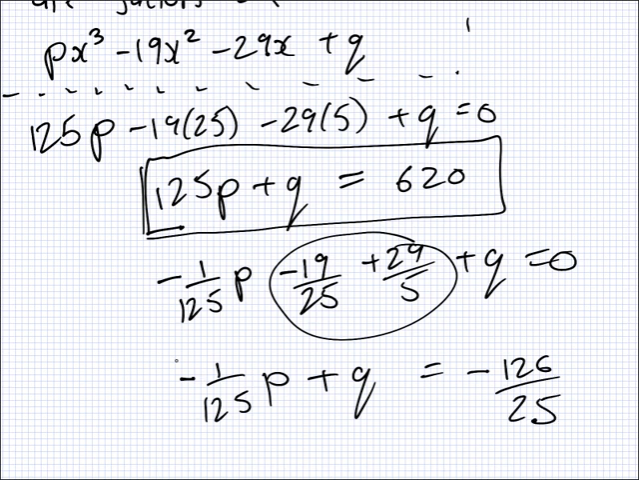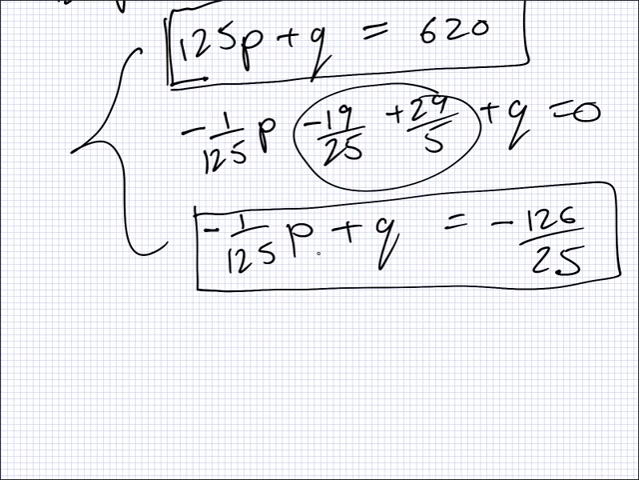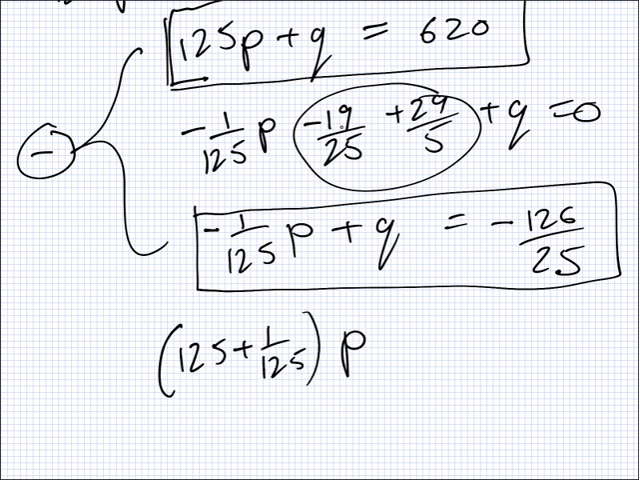Is that right? Yeah. Now, this is nice because I can get the Q. The Q's are the same, so I can cancel the Q's. What do I do, add or subtract? Subtract. So this will be 125 minus 1 over 125p. The Q's cancel. And that's 620 plus 126 over 25.